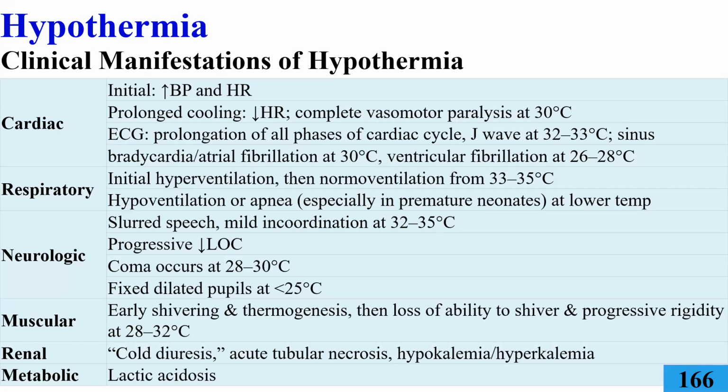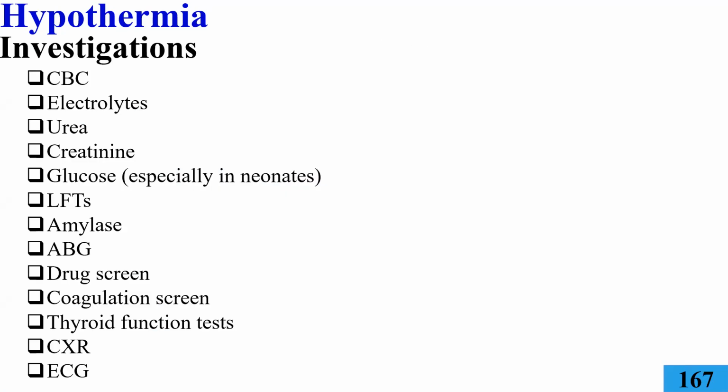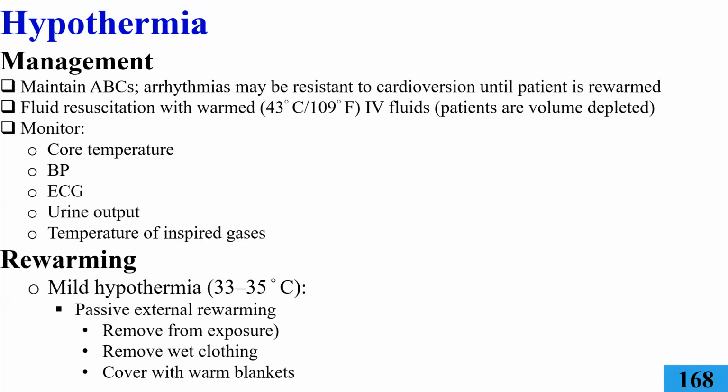The manifestation of hypothermia depends on the system. So there are cardiac, respiratory, neurological, muscular, renal, and metabolic manifestations; there are many and you need to deal with them. You'll take hypothermia, whether therapeutic or pathological, in a separate session. Investigations need to be done for the hypothermic patient. The management is A, B, C, D, E, and rewarming, and monitoring. Rewarming depends on the degree.